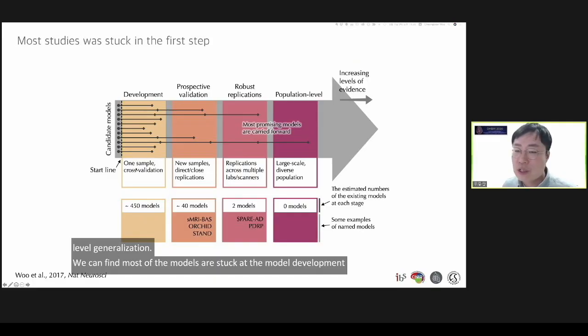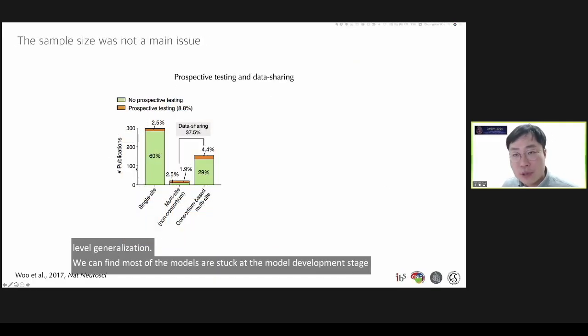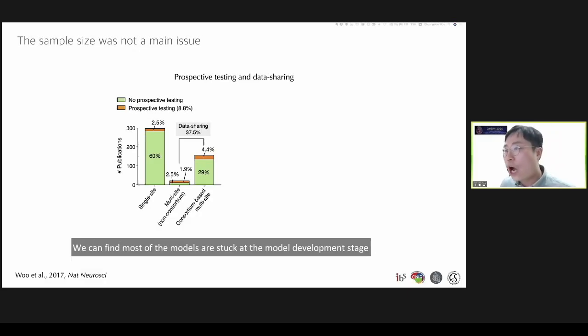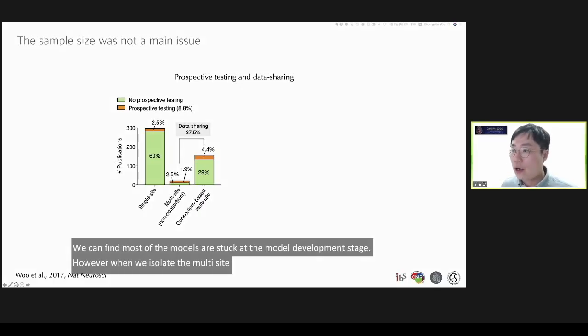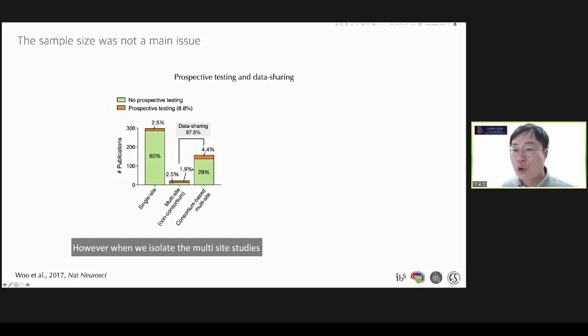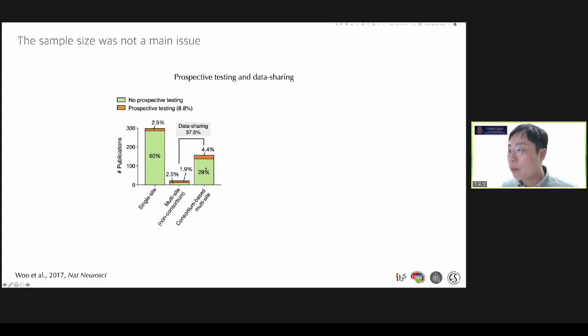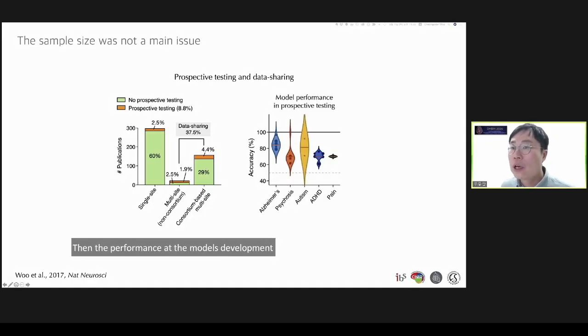There could be many reasons for that. And you might think that the sample size, that is the amount of data, might be the biggest challenge here. However, when we isolate the multi-site studies, which should have enough data, you can see the sample size is not the main issue here. The proportion of studies with prospective testing was still low, even for multi-site studies. And the model performance with the prospective testing was lower than the performance at the model development stage, as you can see here, suggesting there is a clear bias in the studies.